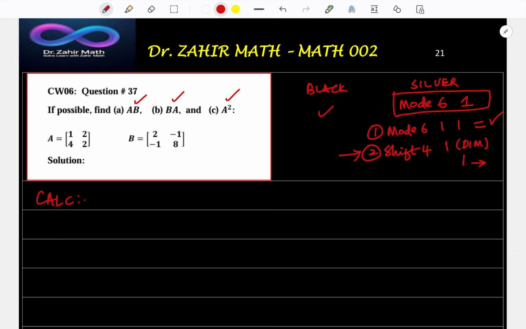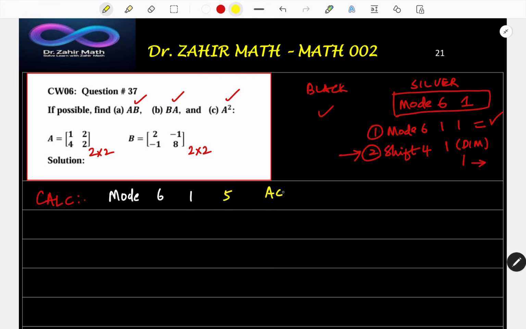Okay, right. So let's go to the calculator. First step, mode. I'm going with the black color calculator. So mode 6 and then press 1. And the matrix is what here? It's a 2 by 2 matrix. So mode 6 1 and then press number 5. If you press number 5, your data will come: 1 2 and then 4 and then 2.